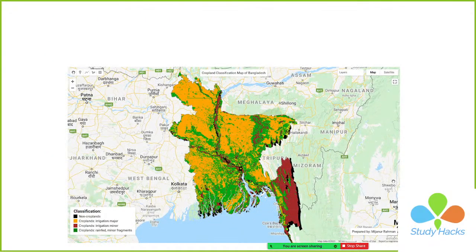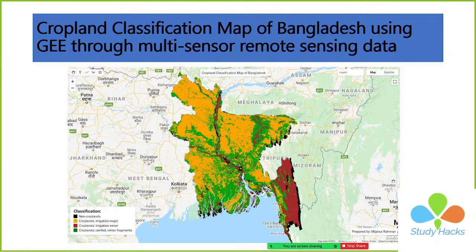Great, this is another one, the cropland classification map. Mainly at this time we can get the cropland classification map using multi-sensor remote sensing data, and here we can get the classes: non-cropland, then cropland irrigation major, then cropland irrigation minor, then cropland rainfed minor fragments. All of the classes we can get from here.